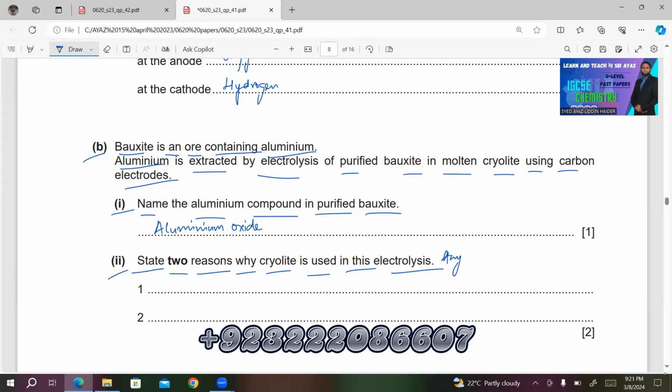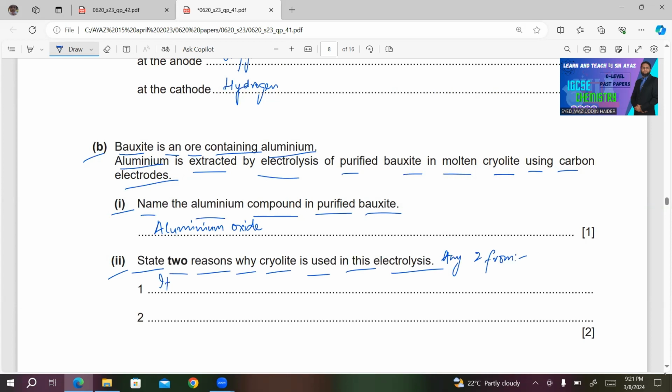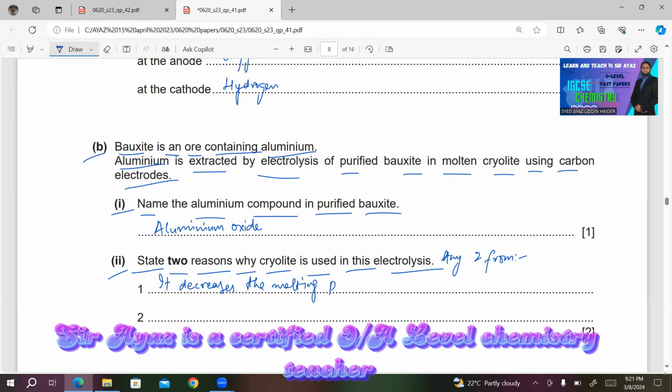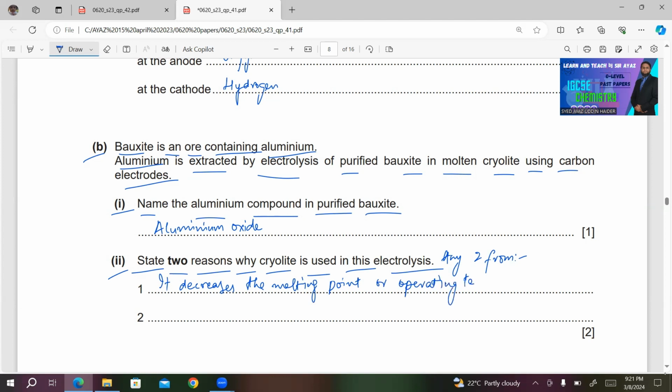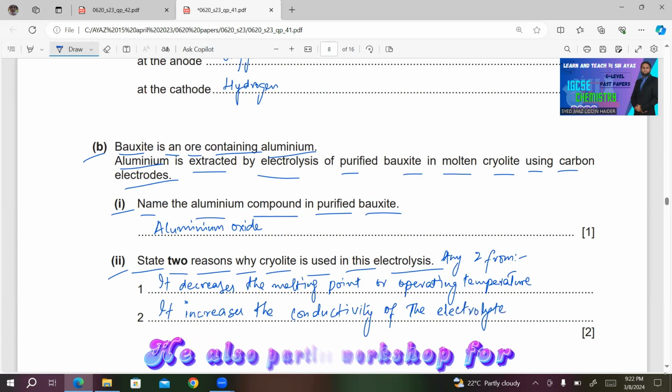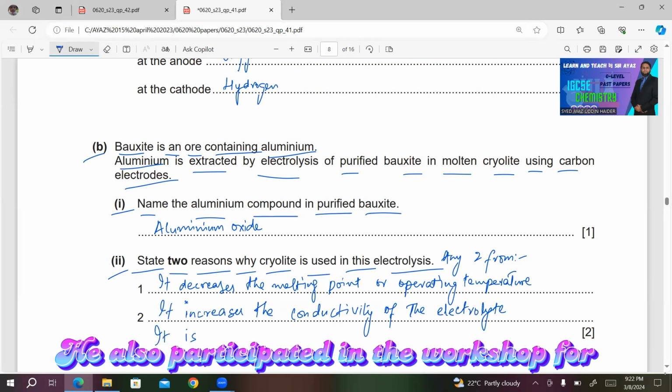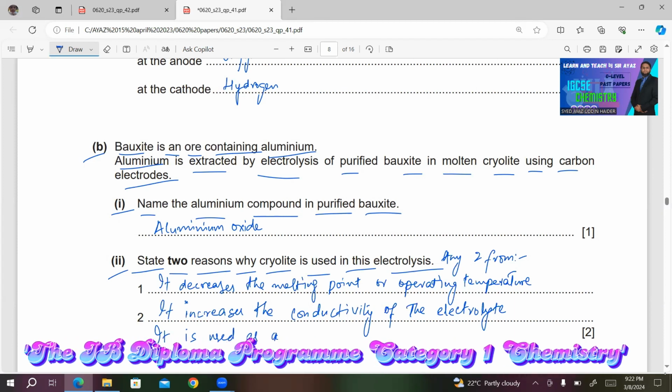So we will write any two from: it decreases the melting point or operating temperature, or it increases the conductivity of the electrolyte, or it is used as a solvent. It's acting as a solvent here.